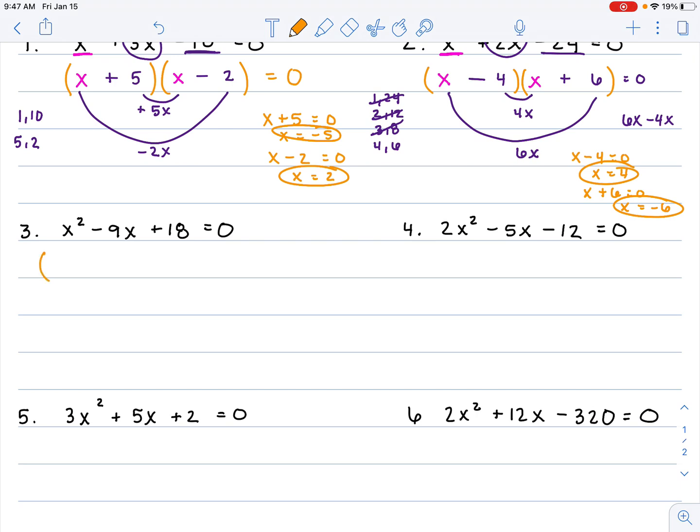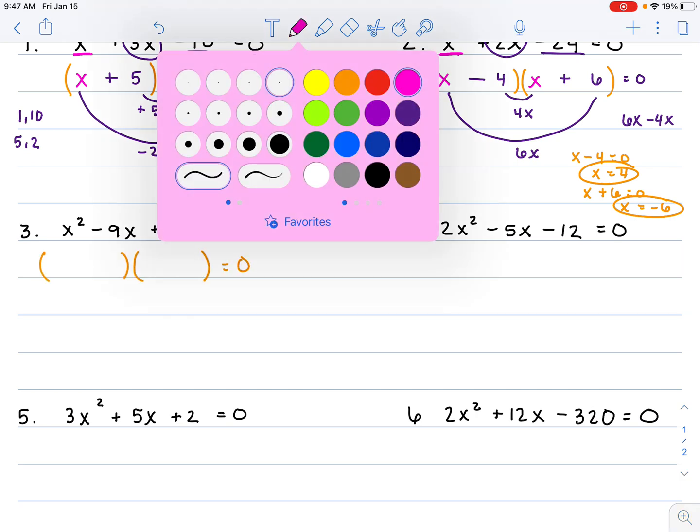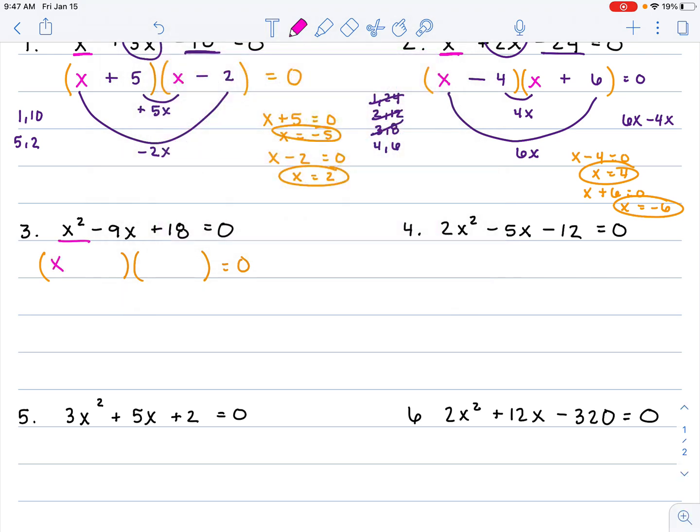All right, try number 3 on your own here. So pause the video, try it. So when we do this one, what times what gives you x squared? X and x.